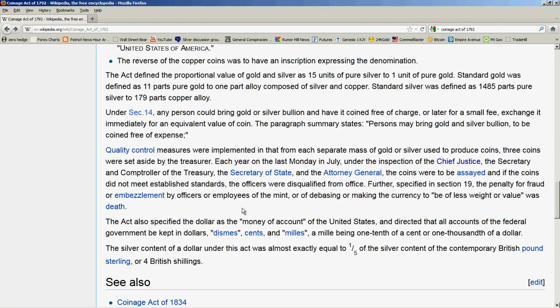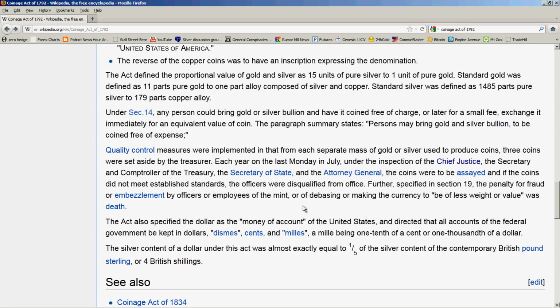You can see when we look at the comptroller's requirements here. Quality control measures were implemented in that from each separate mass of gold or silver used to produce coins, 3 coins were set aside by the treasurer each year on the last Monday in July under the inspection of the Chief Justice of the Supreme Court, the Secretary and Comptroller of the Treasury, the Secretary of State, and the Attorney General.